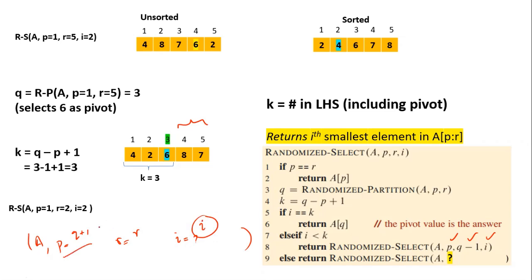So P is clearly Q plus 1, because the pivot was right over here. Just like before, we don't need to include the pivot value, so this is perfectly fine, and we go all the way up to over here. But is I going to remain the same? Remember, this is recursion, and it's saying that now I'm only looking at this portion of the array, and I'm looking for, within that array, the ith order statistic.